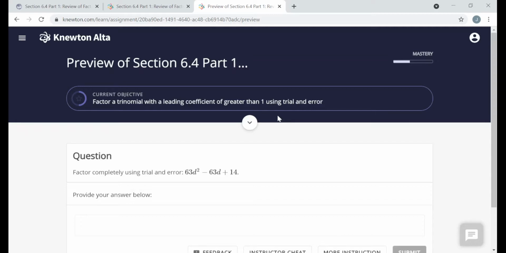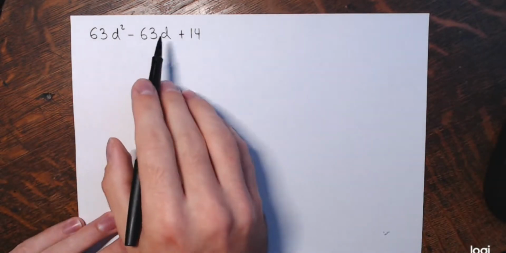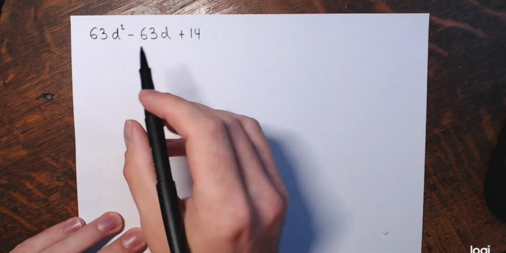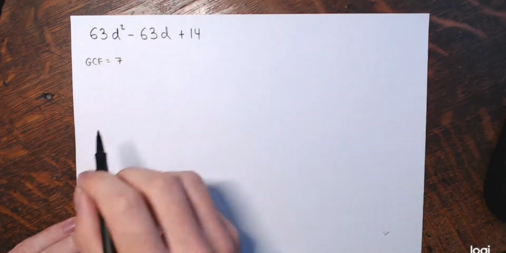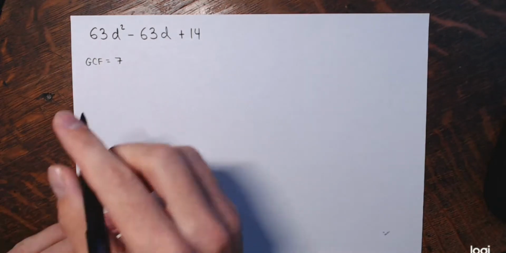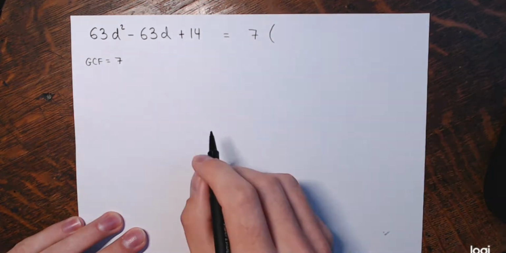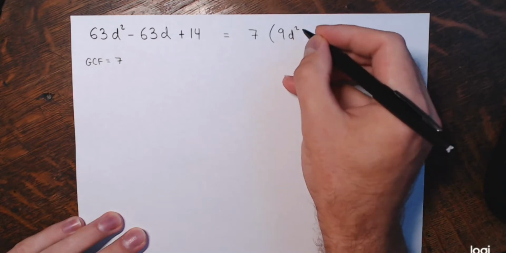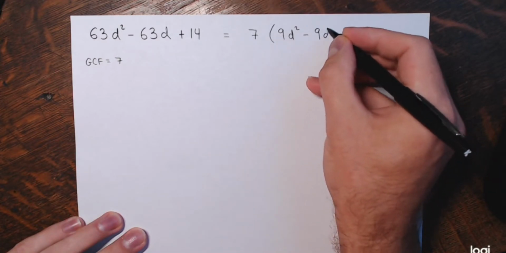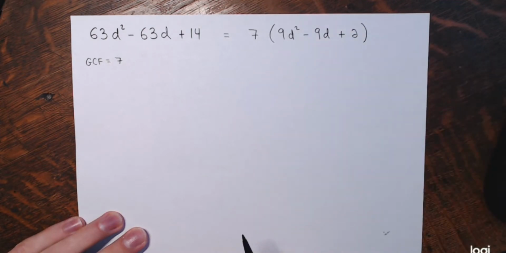All right, so I'll write this out, work on it on some paper. Before I do anything, is there a greatest common factor? All three terms have a common factor of 7. 7 goes into all three. So I'm going to pull that out first. And if I remove a factor of 7, what's left over would be 9d squared minus 9d plus 2.